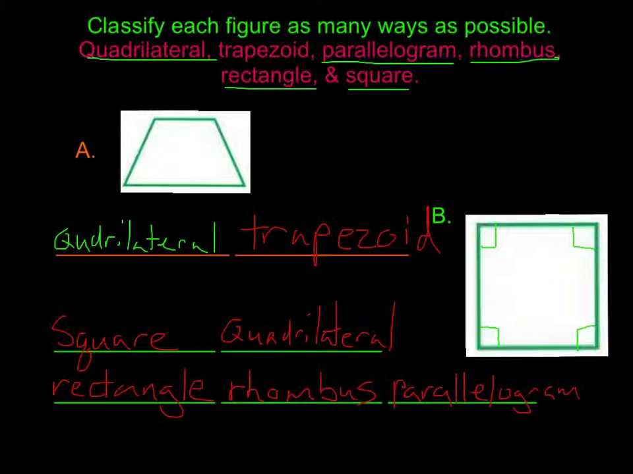Now, the only thing that we're leaving out here is a trapezoid. And the reason it does not fit a trapezoid is because the definition of a trapezoid is having exactly 1 pair of parallel sides. And we actually have 2 pairs of parallel sides. So it does not fit the definition of a trapezoid. And so our square here is not a trapezoid. But it is a square, a quadrilateral, a rectangle, a rhombus, and a parallelogram. And that is how we classify quadrilaterals.